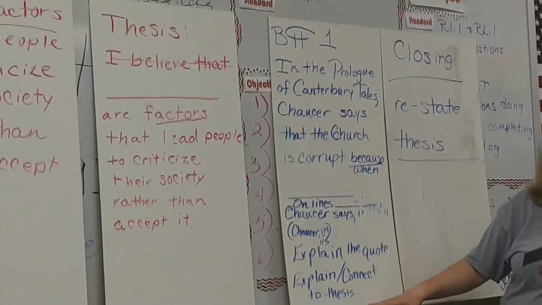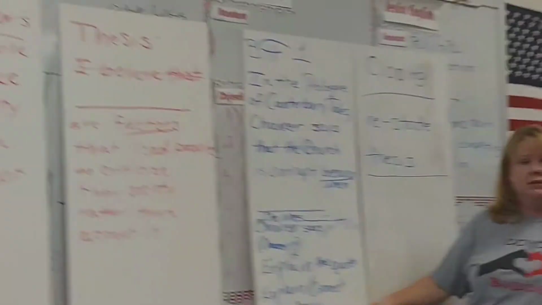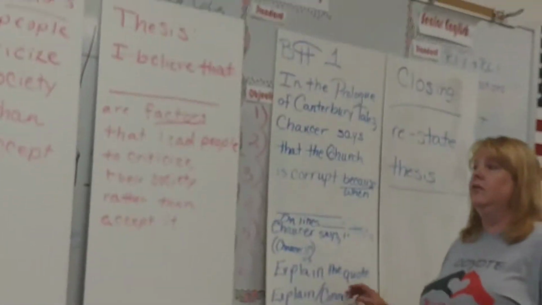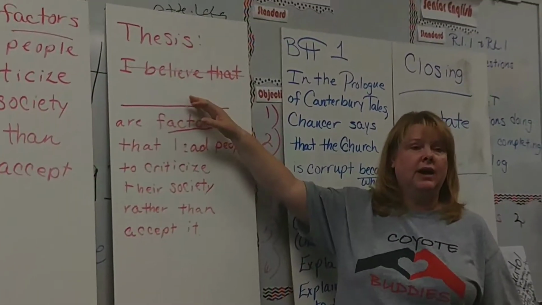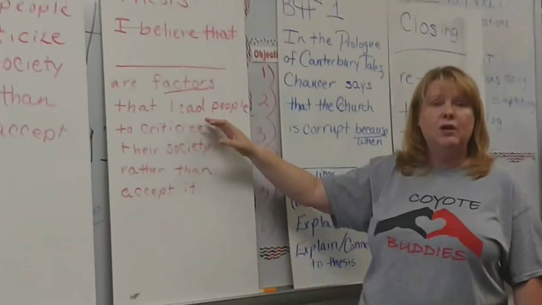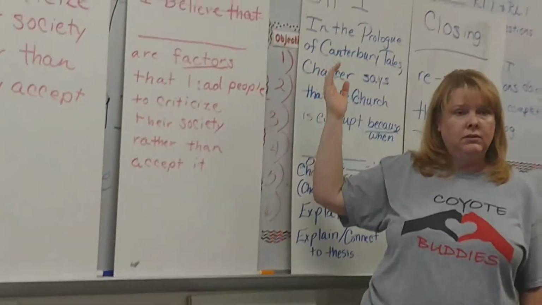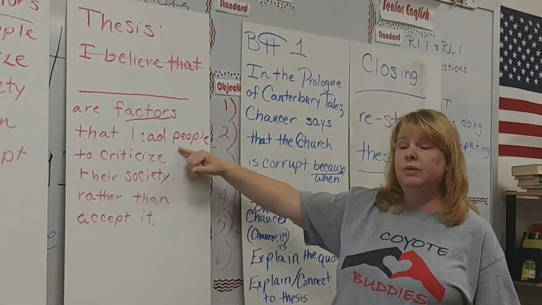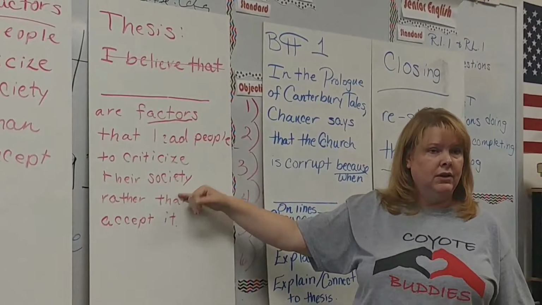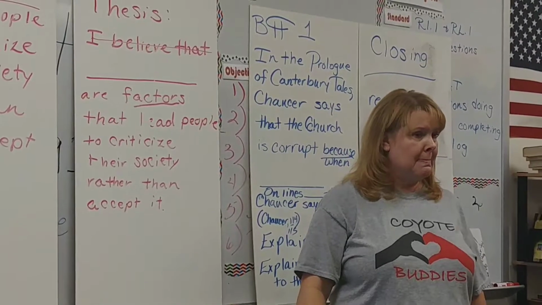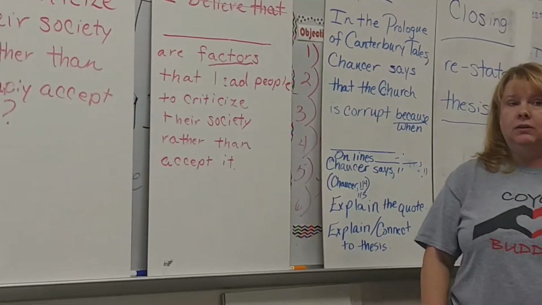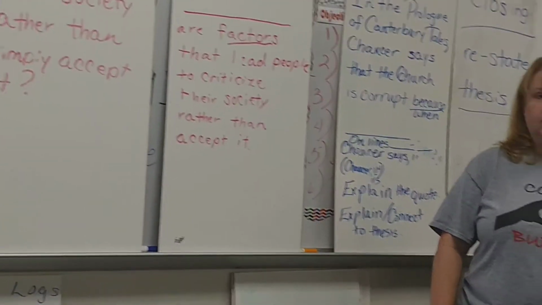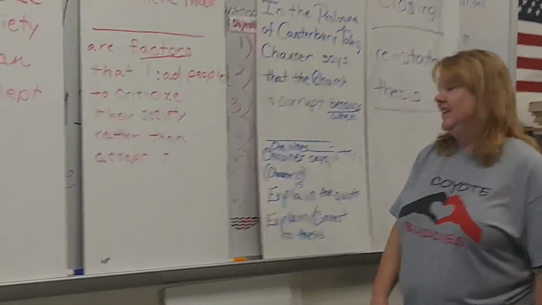And then finally connect back to that thesis. Virginia Woolf believes that the politics in their society stopped women from being able to do whatever they want, which is the reason why she criticized her government. Okay? Question? No. Okay. All right.